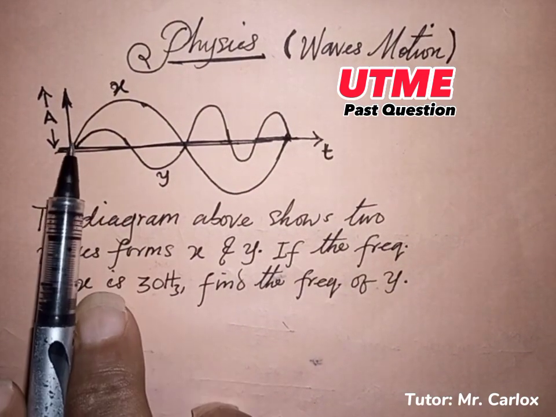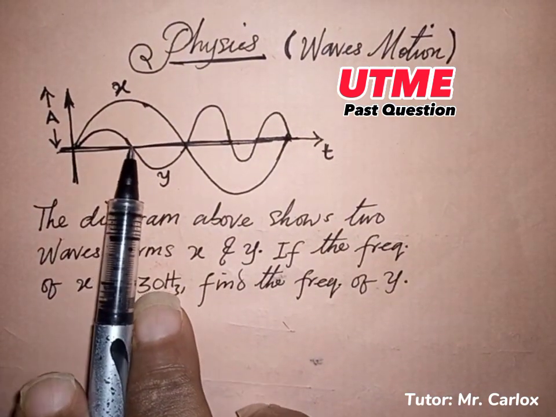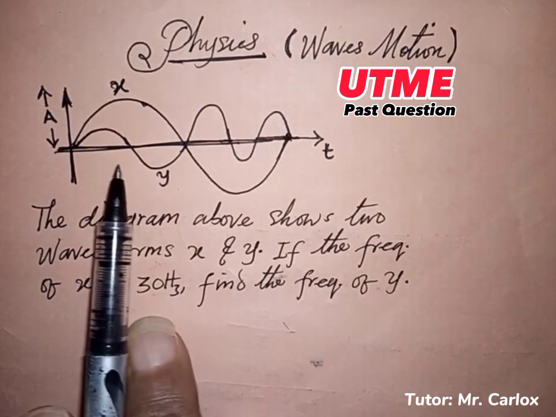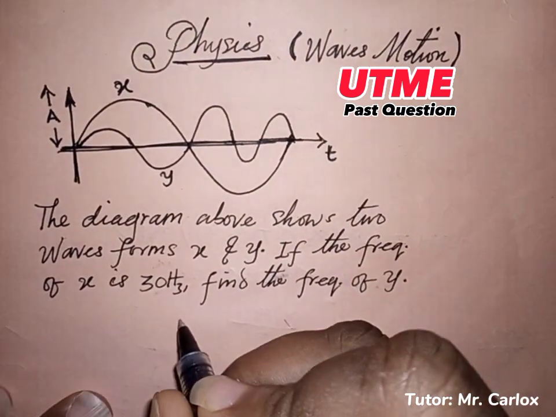Here for x, we have just one wavelength. Here we have this and we have this. It has vibrations as well. The first one here. How do we solve this question? Solution.